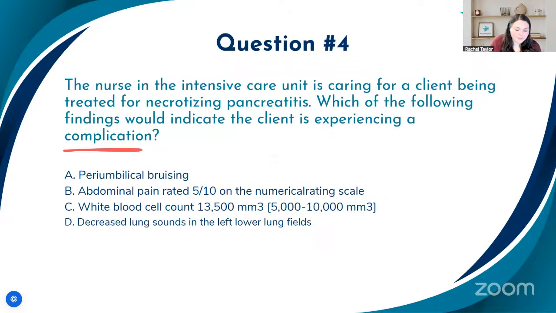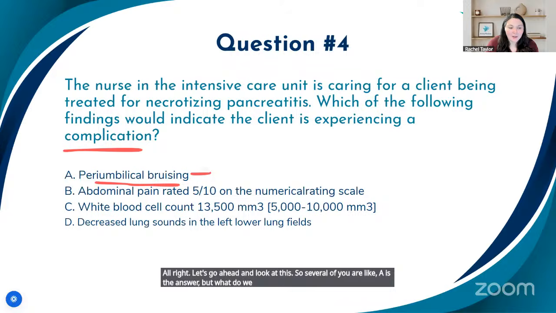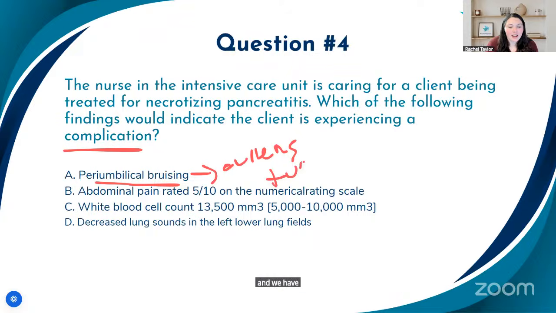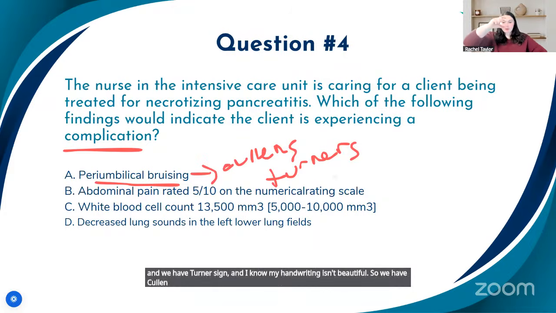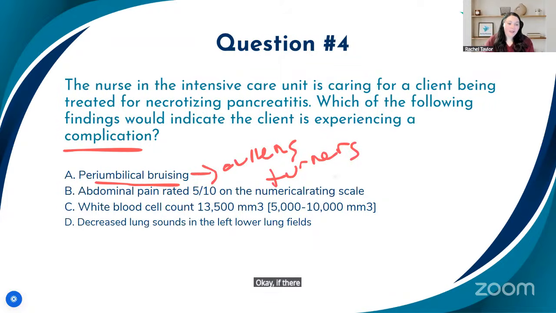All right. Let's go ahead and look at this. So several of you are saying A is the answer, but what do we know about pancreatitis? It has 2 signs. We have Cullen's sign and we have Turner's sign. And I know my handwriting isn't beautiful. So we have Cullen's sign. I remember it as a C. If you put it around your belly button, that bruising would be Cullen's sign. Turner's sign is at the flank where you turn, if there would be bruising there.